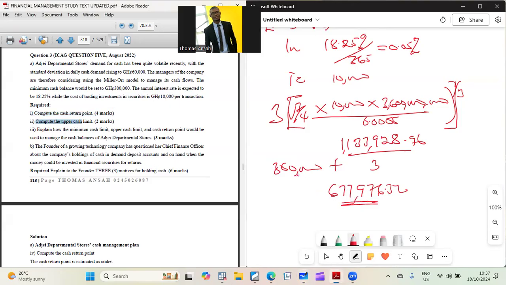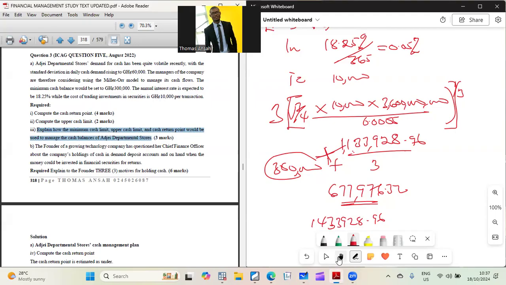Upper limit is this lower limit plus this figure. All right, so it will start from here, 300,000. So all you need to do is make this 1,4. So it will make it 1,433,928.96. As simple as that. That's all. Explain how the minimum cash limit, upper cash limit, and cash return point will be used to manage.